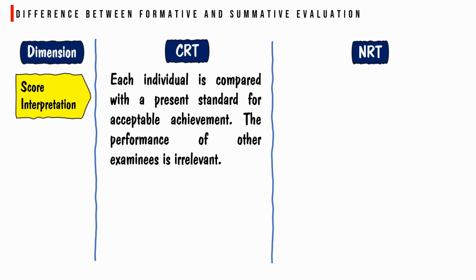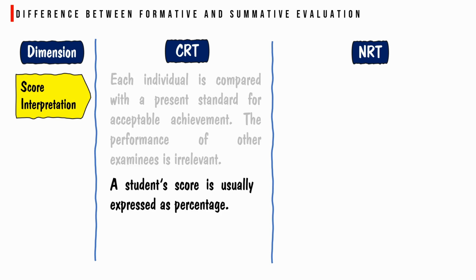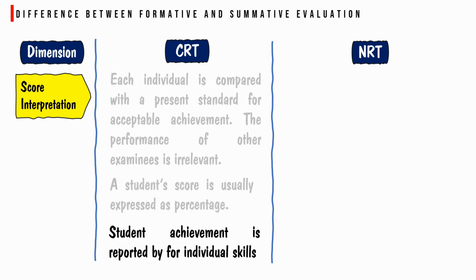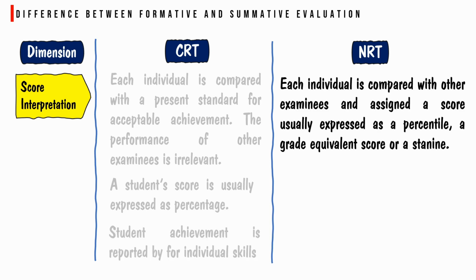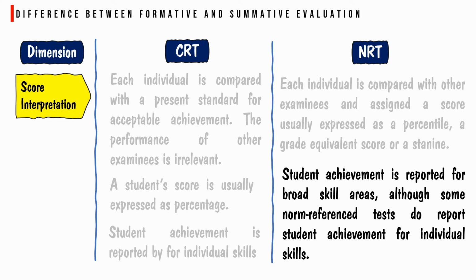Score interpretation. In CRT, each individual is compared with a preset standard for acceptable achievement. The performance of other examinees is irrelevant. A student's score is usually expressed as a percentage. Student achievement is reported for individual skills. In NRT, each individual is compared with other examinees and assigned a score, usually expressed as a percentile, a grade equivalent score, or a stanine. Students' achievement is reported for broad skill areas, although some norm-referenced tests do report student achievement for individual skills.